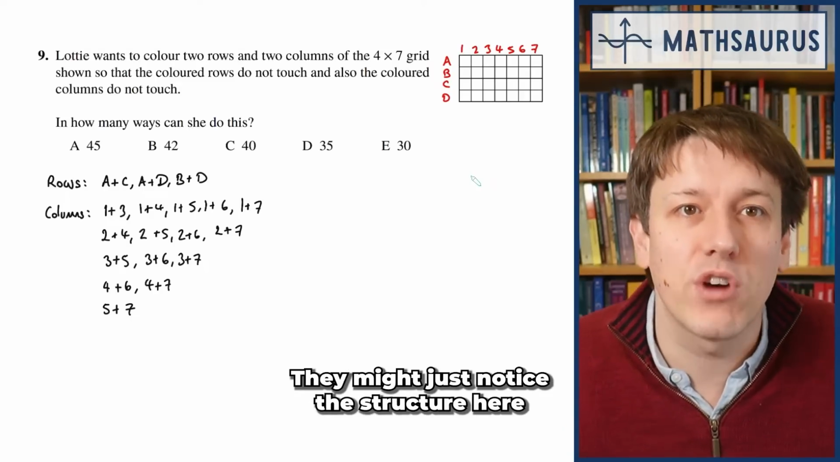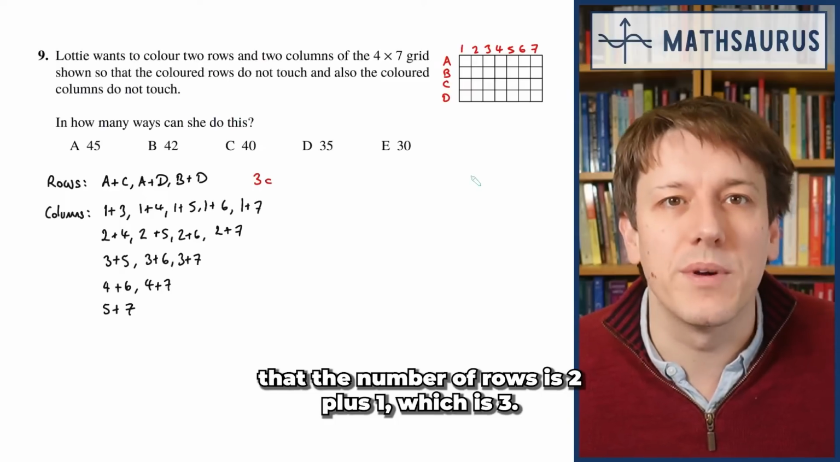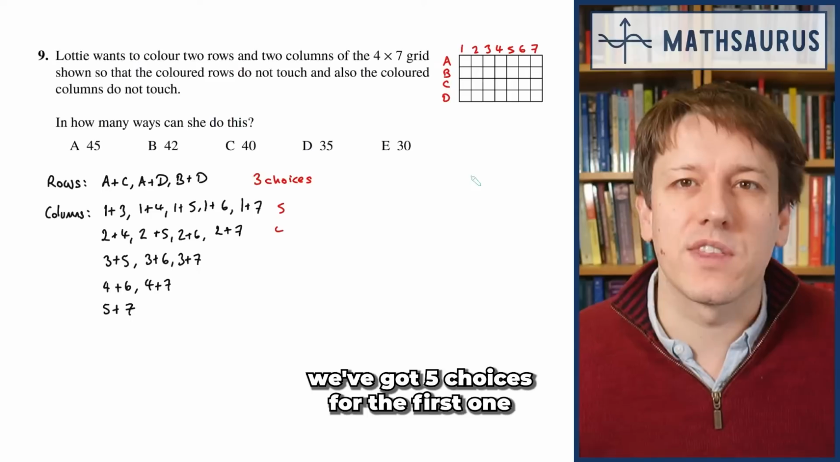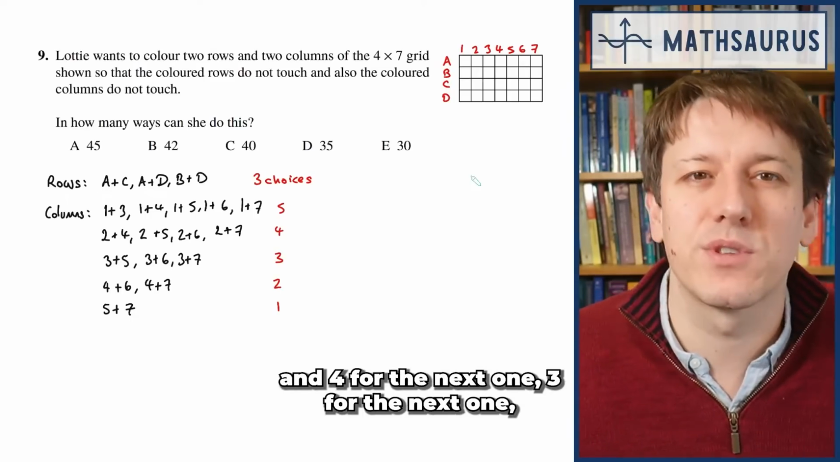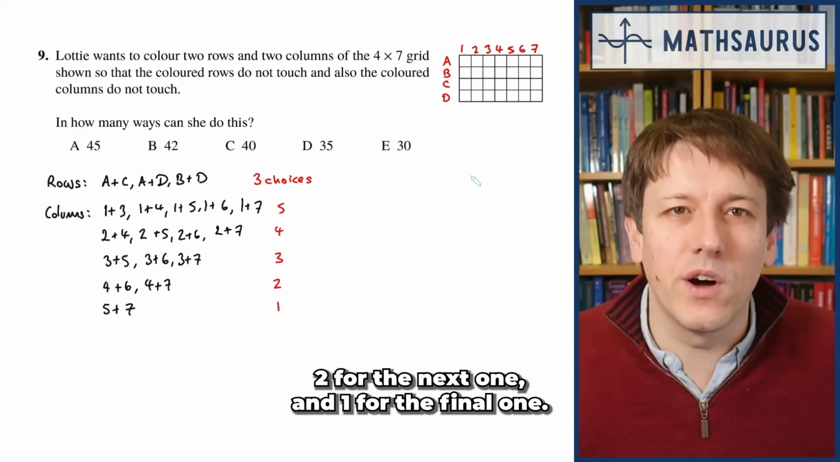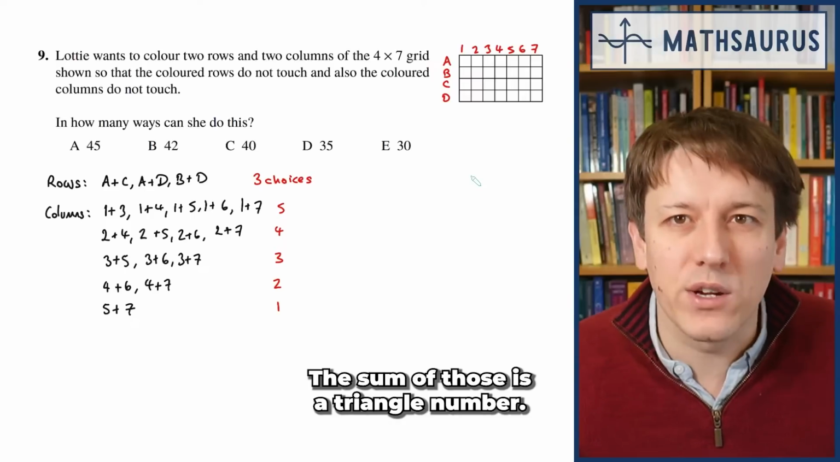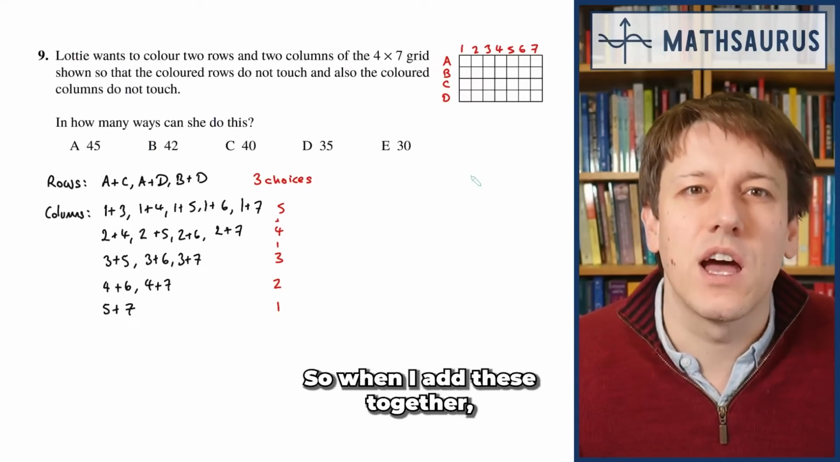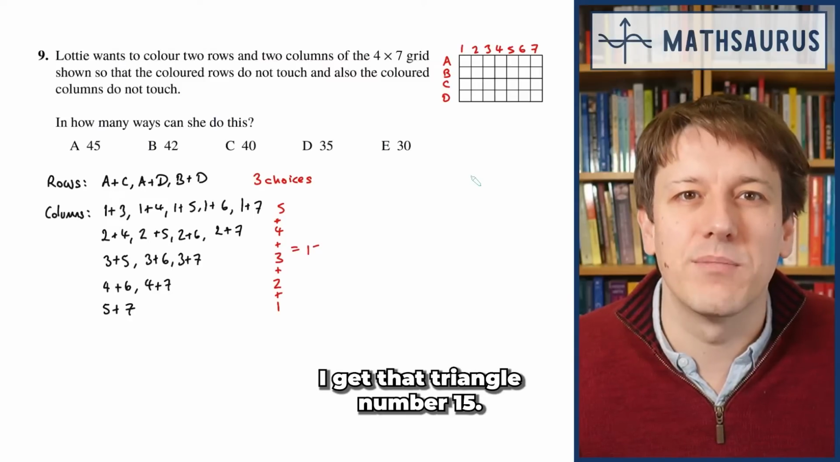They might just notice the structure here, that the number of rows is 2 plus 1, which is 3, and as you go through the columns, we've got 5 choices for the first one, then 4 for the next one, 3 for the next one, 2 for the next one, and 1 for the final one. The sum of those is a triangle number. Triangle numbers come up an awful lot in Maths Challenge questions. So when I add these together, I get that triangle number 15.